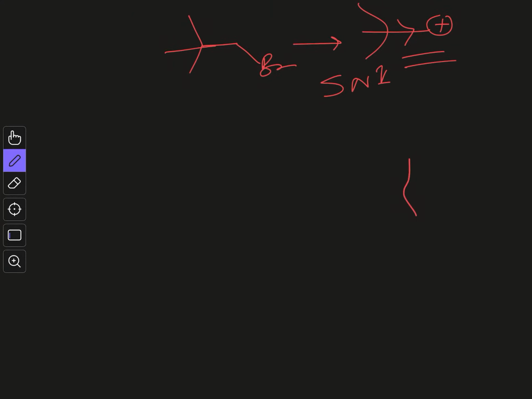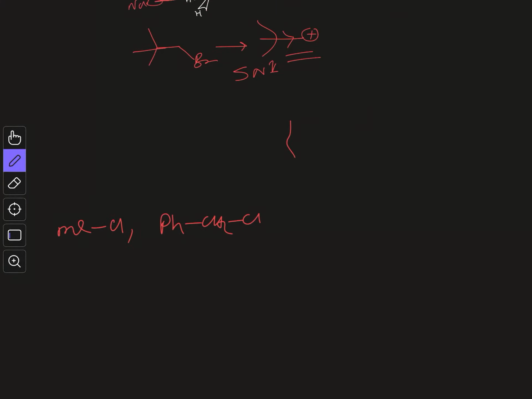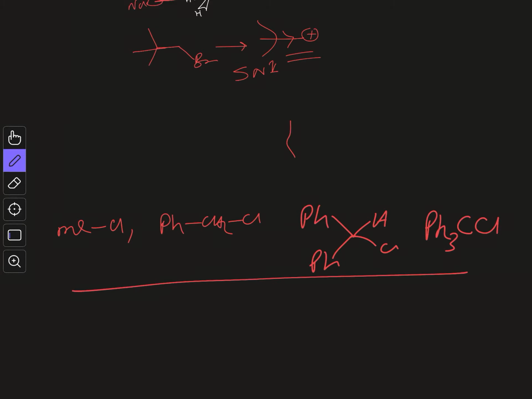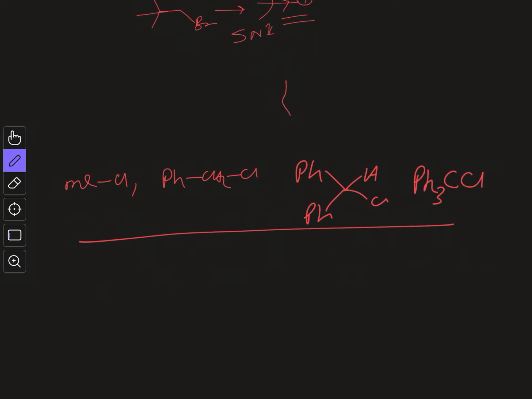Now let us talk about the effect of aromatic substitution. If we substitute with an aromatic ring, we will take methyl chloride, then we will take PhCH2Cl, then we will take Ph2CHCl, and we will take Ph3CCl. So all these four substrates, and we will see how they respond in SN1 and SN2 reactions.